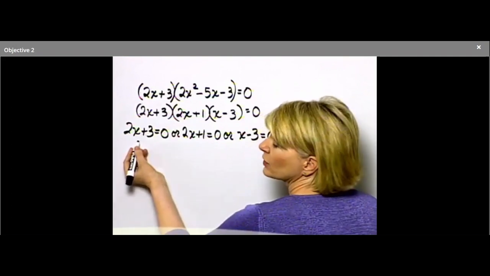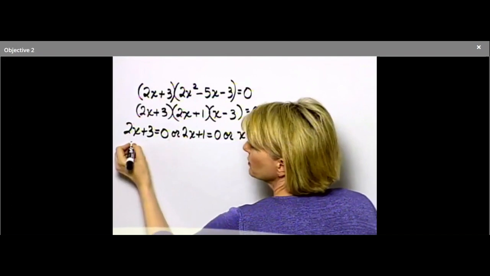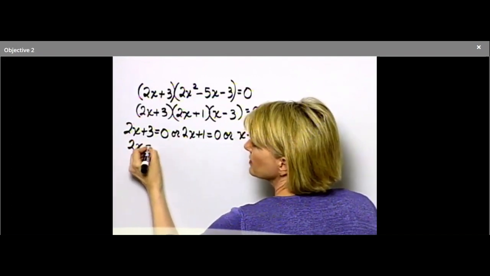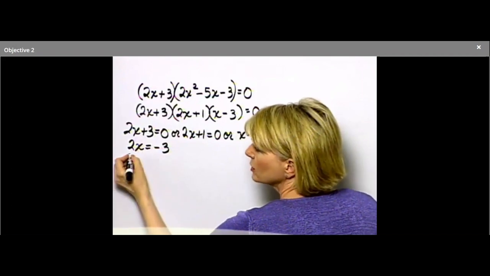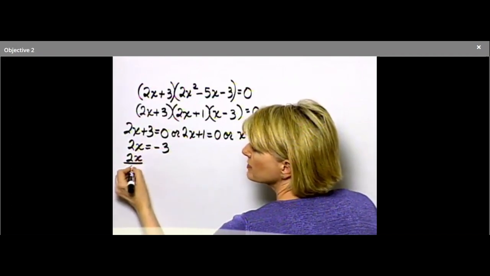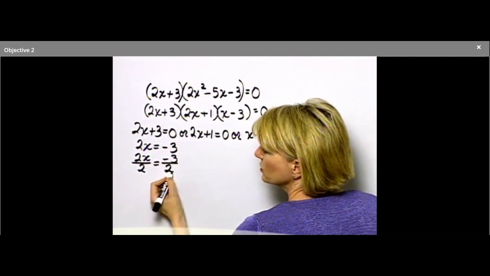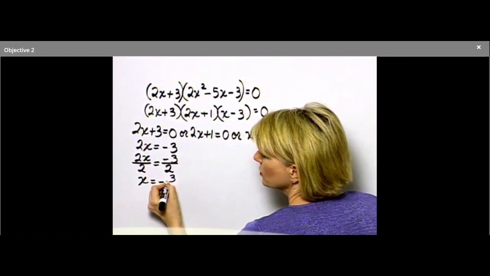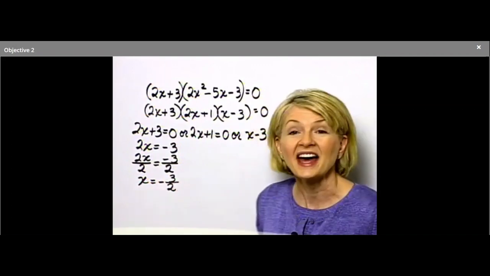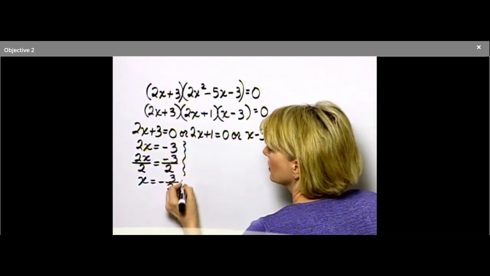All right, let's solve this equation. First, I'll subtract 3 from both sides, so I'll have 2x is equal to negative 3. Then I finish solving by dividing both sides by the coefficient of x, which is 2, and I'll have x is negative 3 over 2. That is a solution of our original equation.